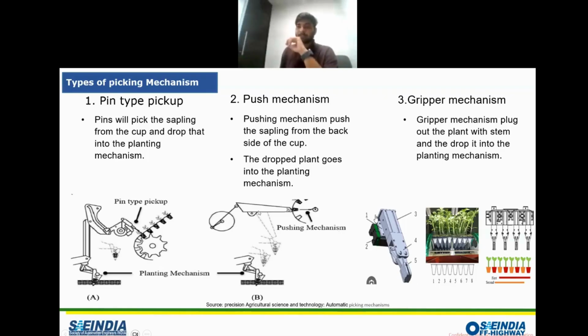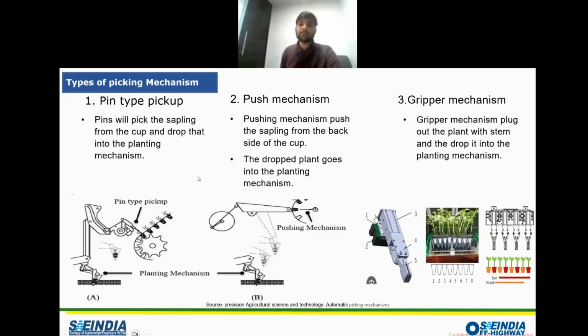Then we have the gripper mechanism. So the gripper is an electrical or maybe a mechanical system where you grip the plant through the stem. If this is our plant, we have the stem in the center, and that stem can be held in this location where you can grip your plant, and once it is gripped, there will be some horizontal or vertical motion of this mechanism which can withdraw the plant through this system or the next system.